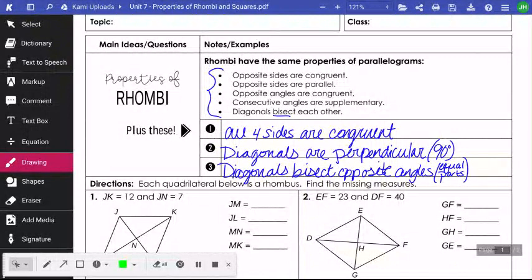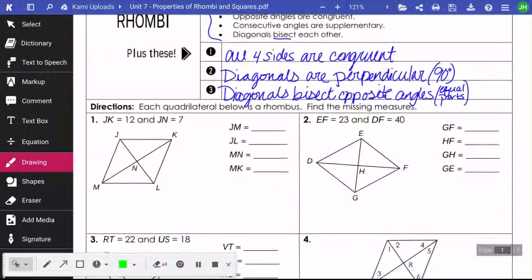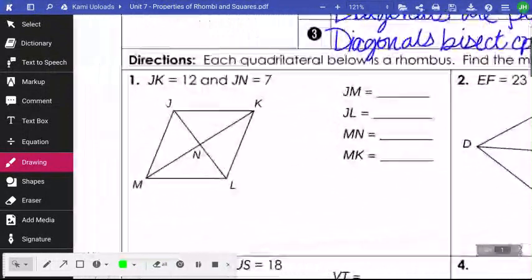So I wrote that in parentheses. And then diagonals bisect the opposite angles. So not only do they bisect each other, again, they bisect the angles that they go through. Okay? Now, it does not contain the parallelogram or the rectangle properties of having the diagonals being congruent or the 4 angles being right angles. It does not have those because these are just a rhombus. Okay.